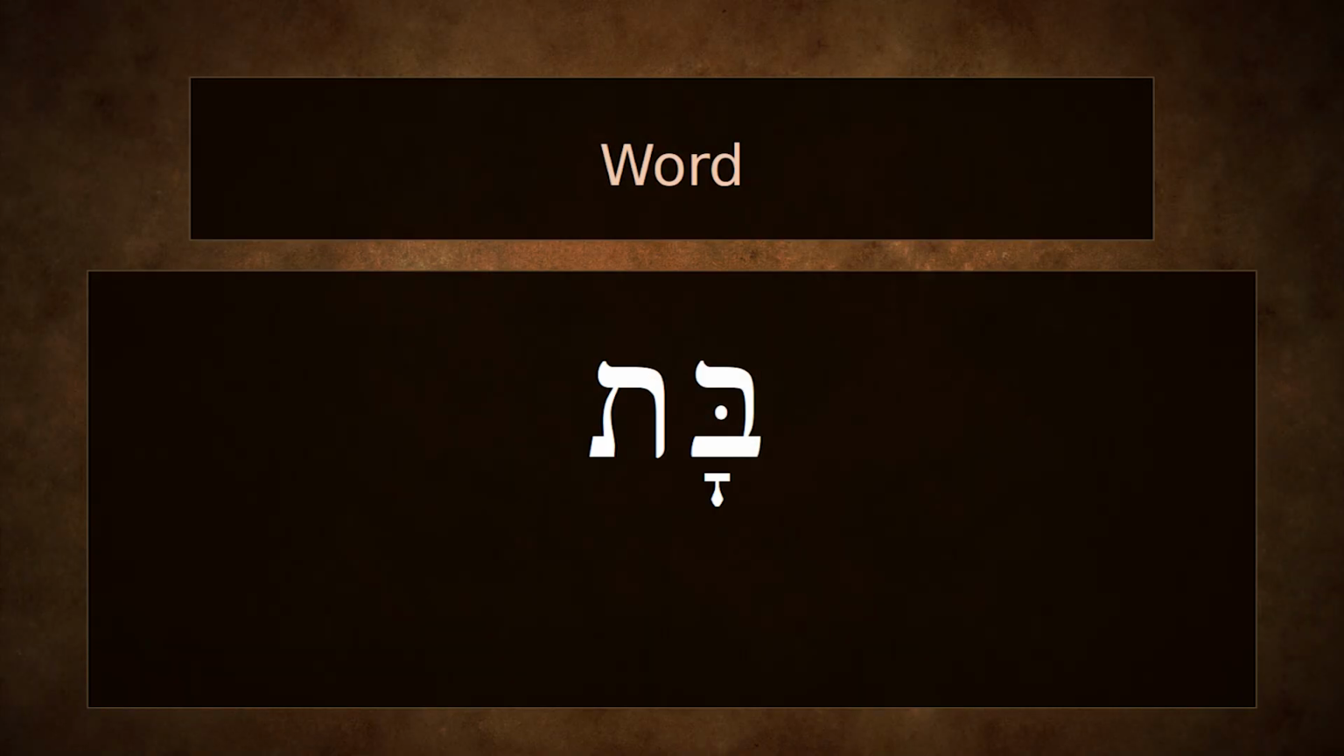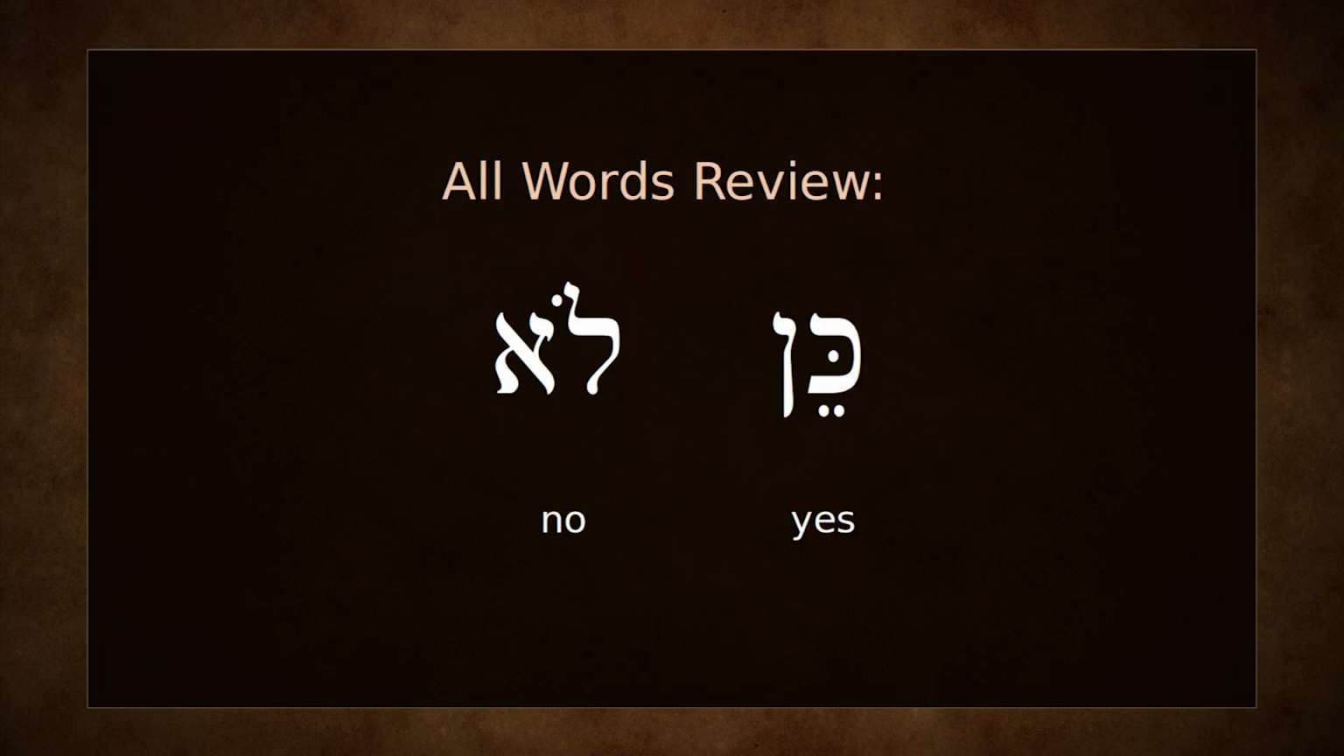Finally, we have this word, beit tav, with a kubbutz under the beit. Again, this beit has a dagesh, so it is pronounced ba. Kubbutz is a, and tav is t. Altogether, this is pronounced bat. Bat means daughter. Let's do a quick review of all the words that we've learned in the last 7 lessons.